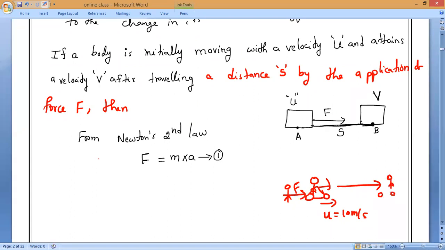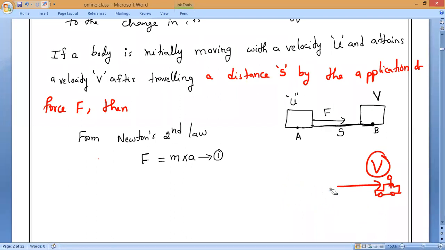It will change in velocity. Decrease or increase doesn't matter; your velocity will change. So the initial velocity I am not considering as zero, and due to applying force, your final velocity will become V. That is what I am assuming to solve the work energy theorem. Do you understand?